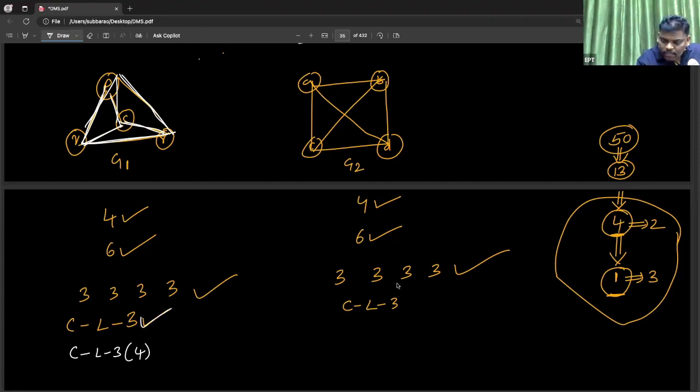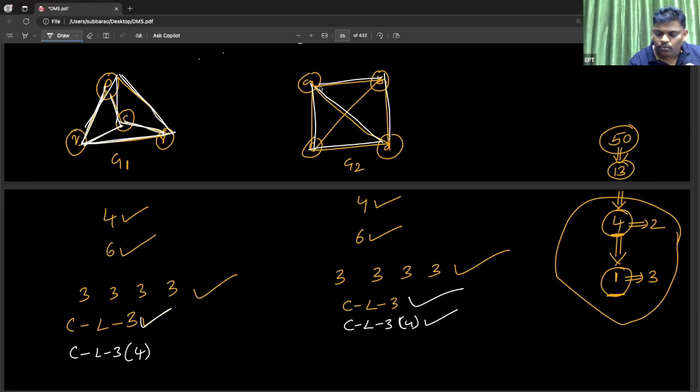Cycles of length 3 here also. Okay, next one. 4 there. Right, 4 here also. Some people are asking, sir, where? Let's check. 1, 2, 3, 4. Am I right? There also 4 cycles of length 3. Here also 4 there. Now some people are asking, sir, what about 4 length?